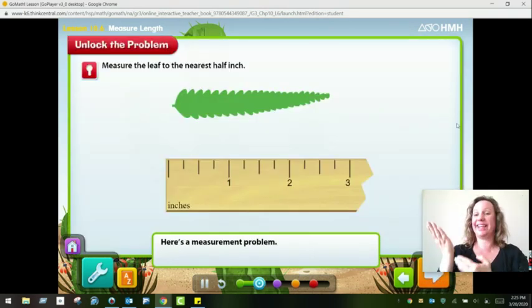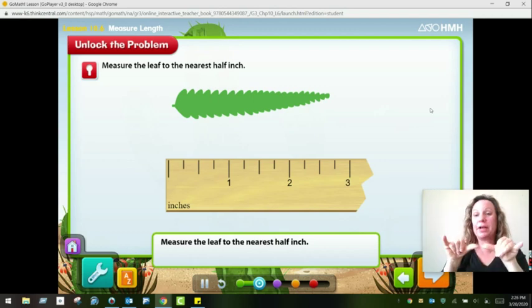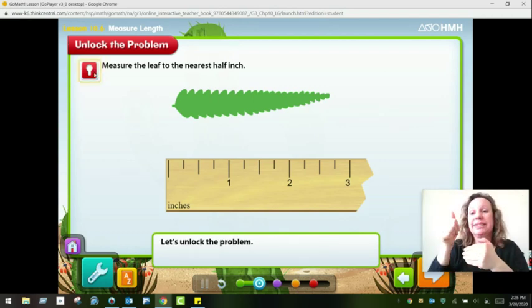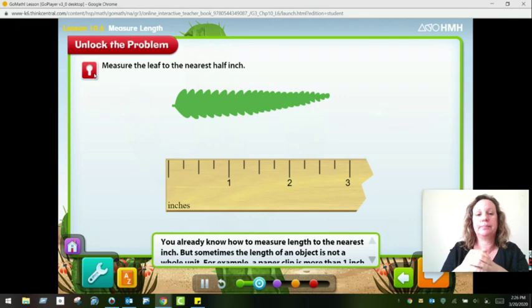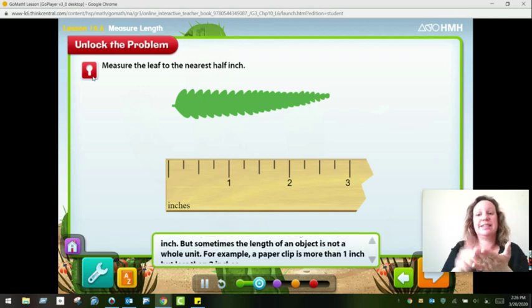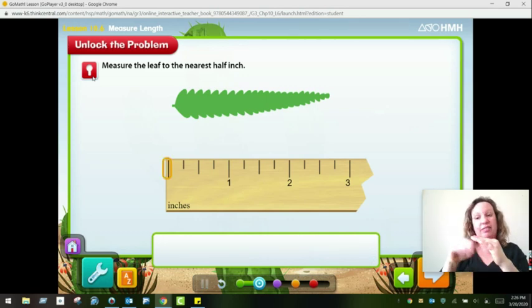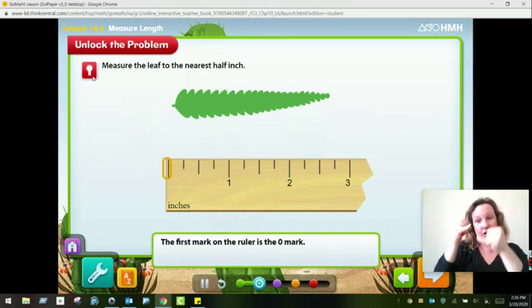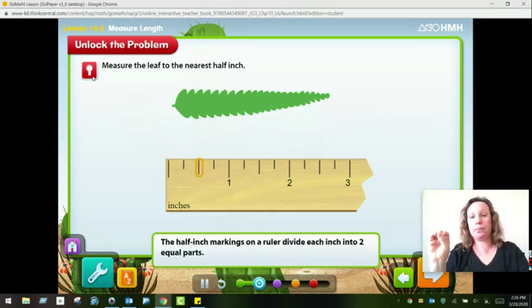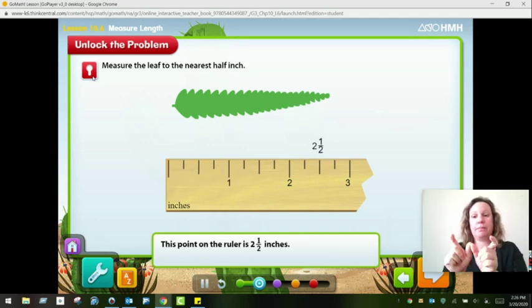Here's a measurement problem. Measure the leaf to the nearest half inch. Let's unlock the problem. You already know how to measure length to the nearest inch, but sometimes the length of an object is not a whole unit. For example, a paperclip is more than 1 inch, but less than 2 inches. The first mark on the ruler is the 0 mark. The half-inch markings on a ruler divide each inch into 2 equal parts. This point on the ruler is 2.5 inches.